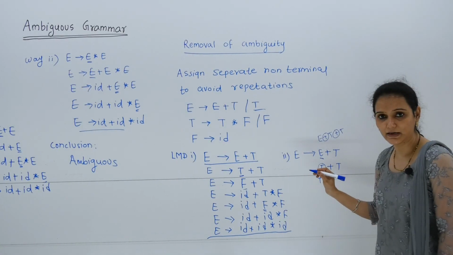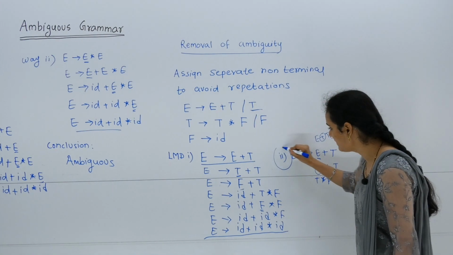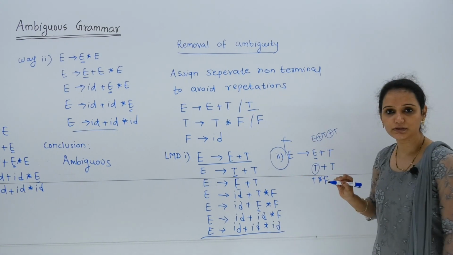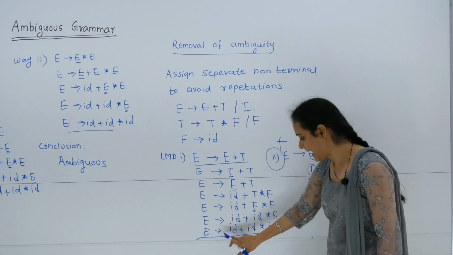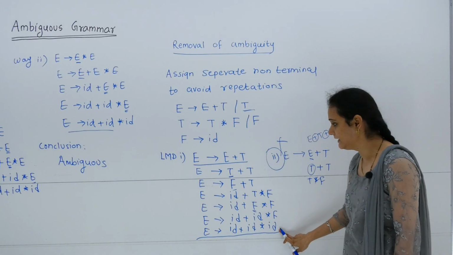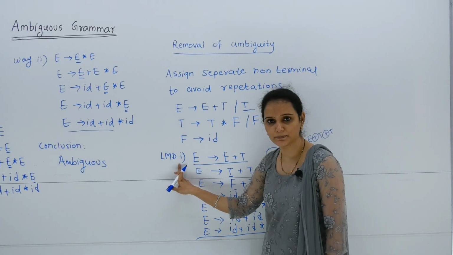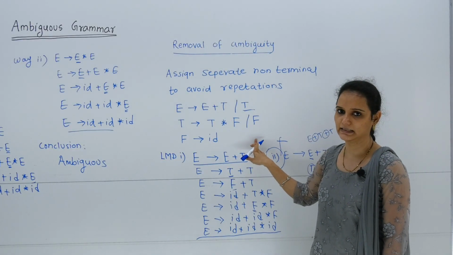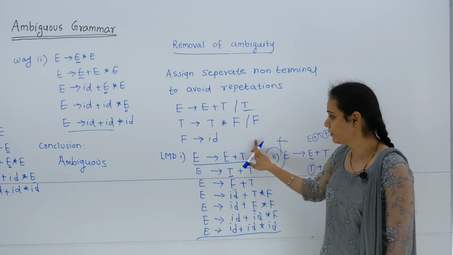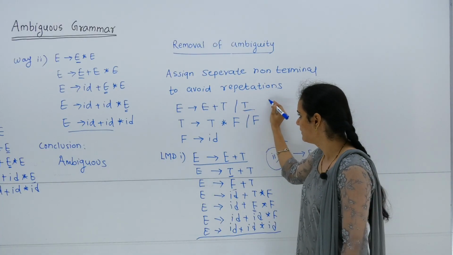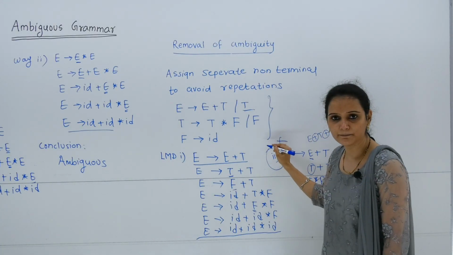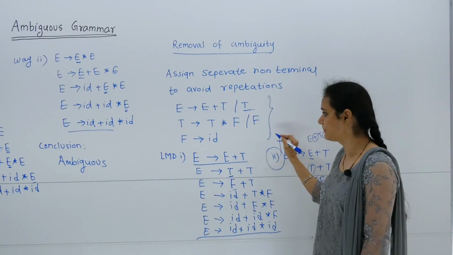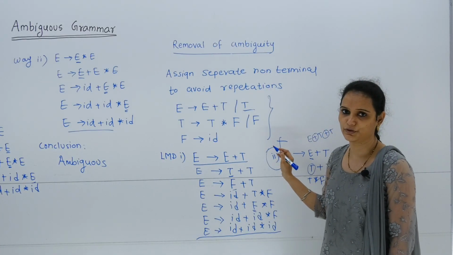So here what we have observed is that there is no other way to derive the same string ID plus ID star ID. Only a single way is present when we have removed the ambiguity by assigning the separate non-terminal. So the grammar which we have obtained by assigning the separate non-terminal is purely unambiguous grammar.